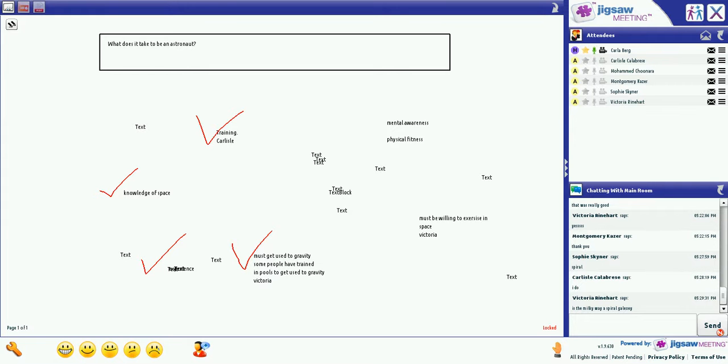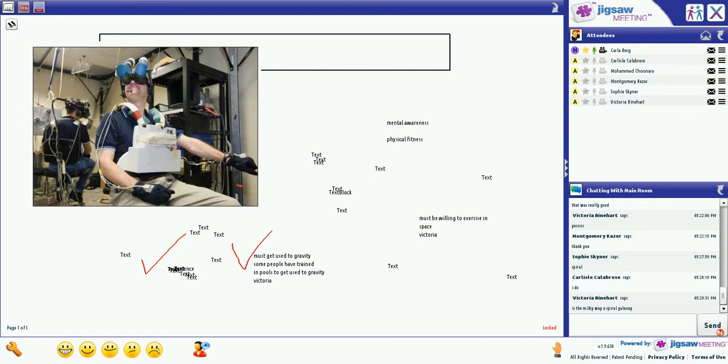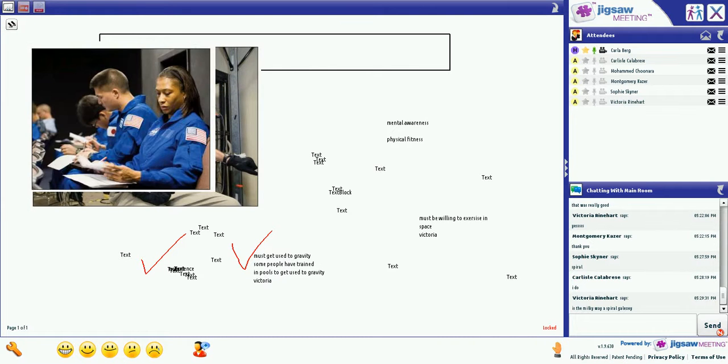So, since the first group of astronauts, NASA has sort of switched the need to be a pilot to the need to be scientifically smart. Okay, they want someone who is able to problem solve. Here are a couple of images of some astronauts at work.